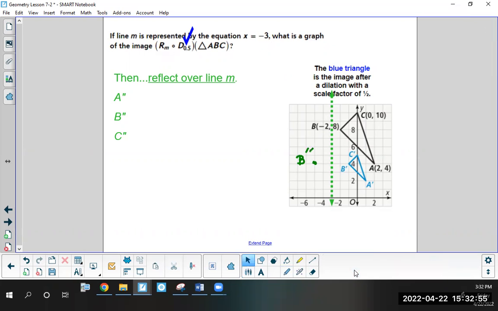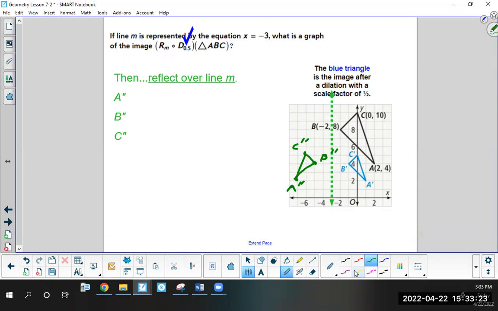Actually, let me see if I can move my B prime so that it doesn't get in the way of C prime. Okay, C prime is 3 spaces away, so 3 spaces away over here is C double prime. And then A prime is 4 spaces away, so that would be here, A double prime. And then I can see my shape.